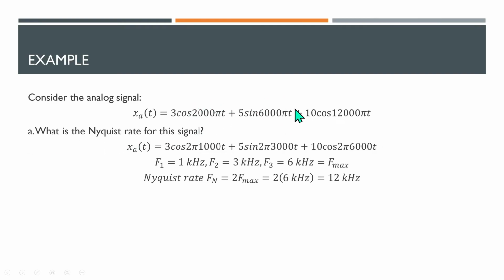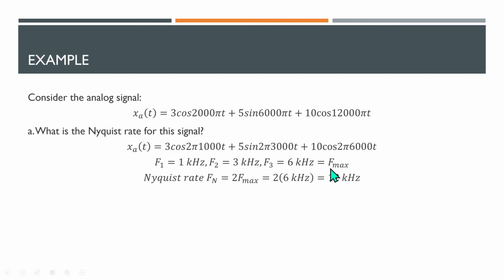Factoring out the omega terms of all the terms in our analog signal, we have x sub a of t equals 3 times cosine of 2 pi 1000 t plus 5 times sine 2 pi 3000 t plus 10 times cosine of 2 pi 6000 t. We're now going to determine the frequency components in kilohertz of each of the terms. F sub 1 equals 1 kilohertz, F sub 2 equals 3 kilohertz, and F sub 3 equals 6 kilohertz, which is your maximum frequency.